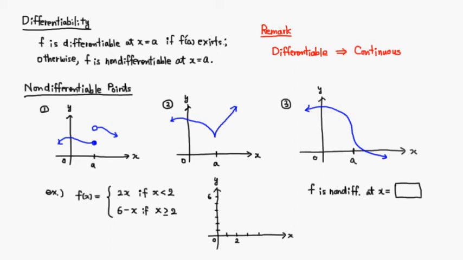Alright, let's look at differentiability. Here's the definition. A function f is called differentiable at x equals a if the derivative at a exists, so f prime of a exists. Otherwise, f is called non-differentiable at x equals a. And informally speaking, differentiability is basically smoothness.